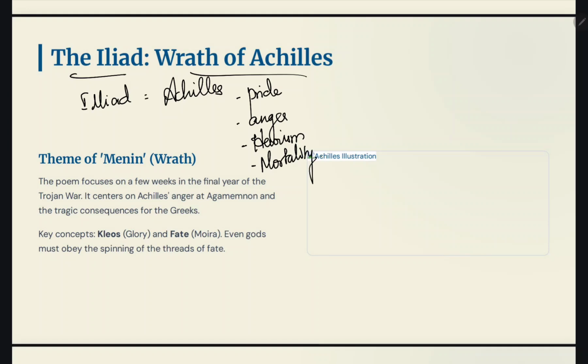Think of a talented employee who becomes angry and resigns. One person's decision affects an entire company, and that is Achilles.